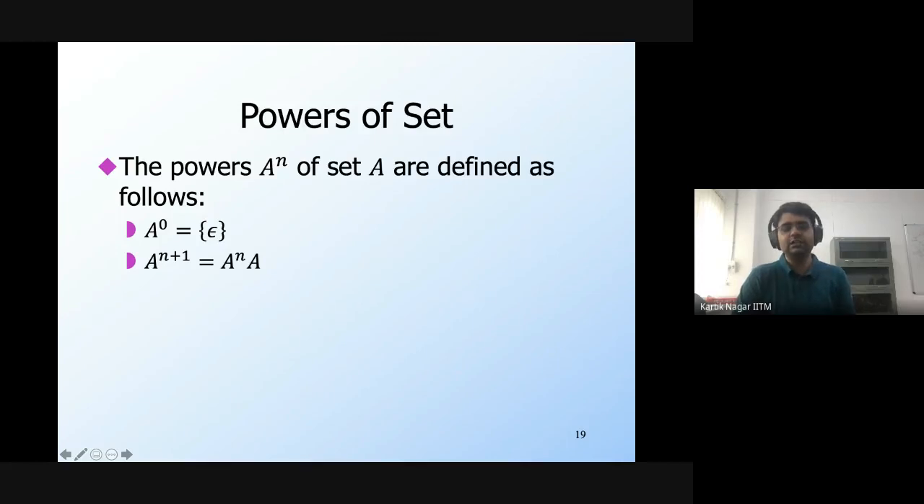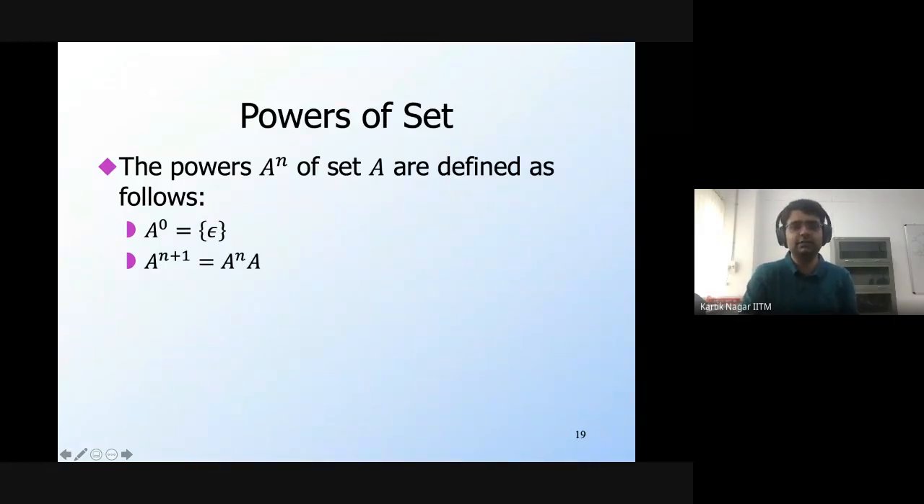If you think about this, A^0 is epsilon, so what would A^1 be? A^1 would be A^0 concatenated with A. A^0 is epsilon, so you get epsilon concatenated with A, which as we just saw is equal to A itself. And then A^2 will be equal to A^1 concatenated with A, which is A concatenated with A. There you basically take any string of A and concatenate it with any string of A. That's how you can get all the powers of the set A.